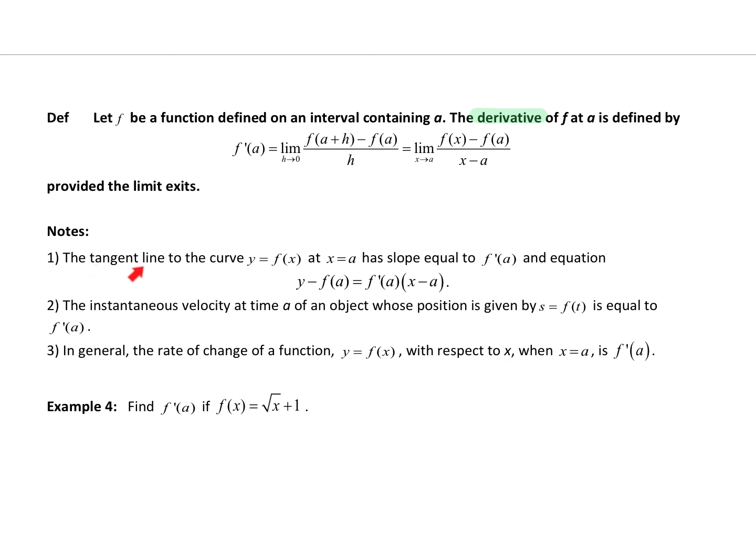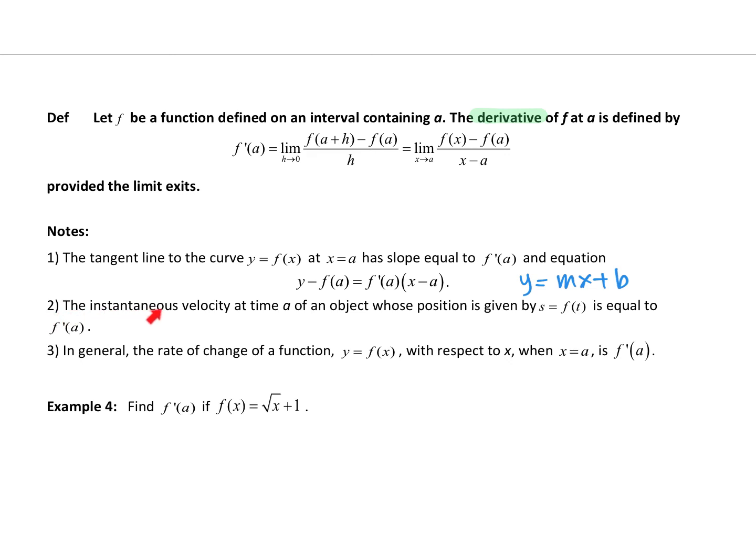Since it gives you the slope of the tangent line, how do you find the equation of the tangent line? This is the equation of the tangent line, or I like to actually use y equals mx plus b, where m is the slope of the tangent line, which we use this formula to calculate.